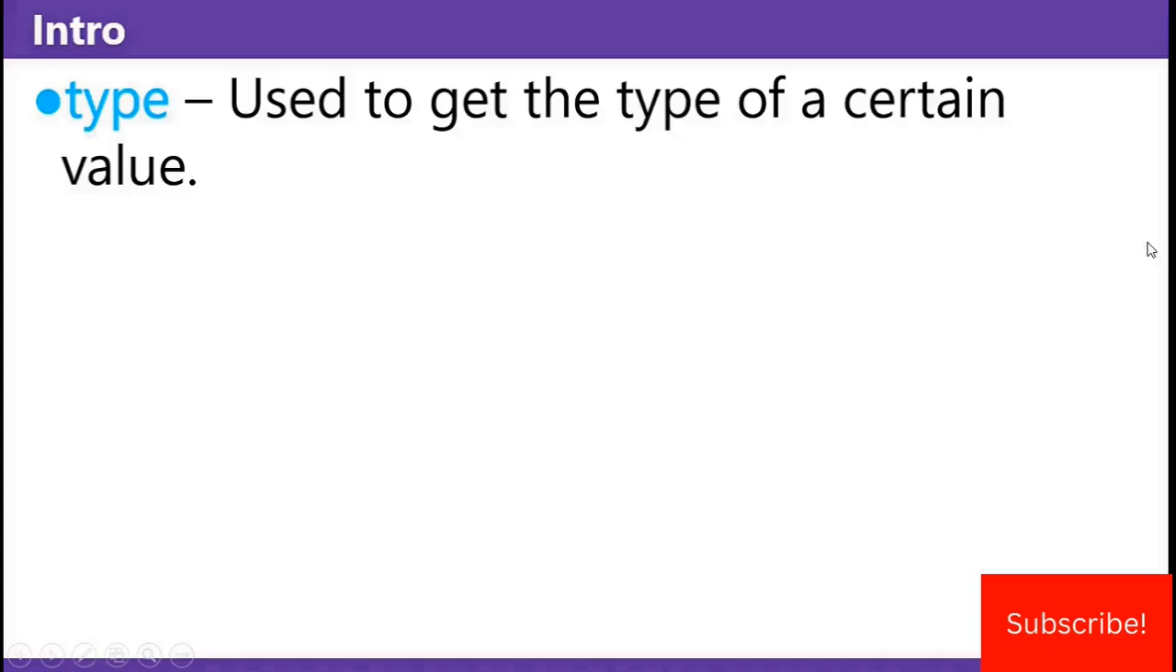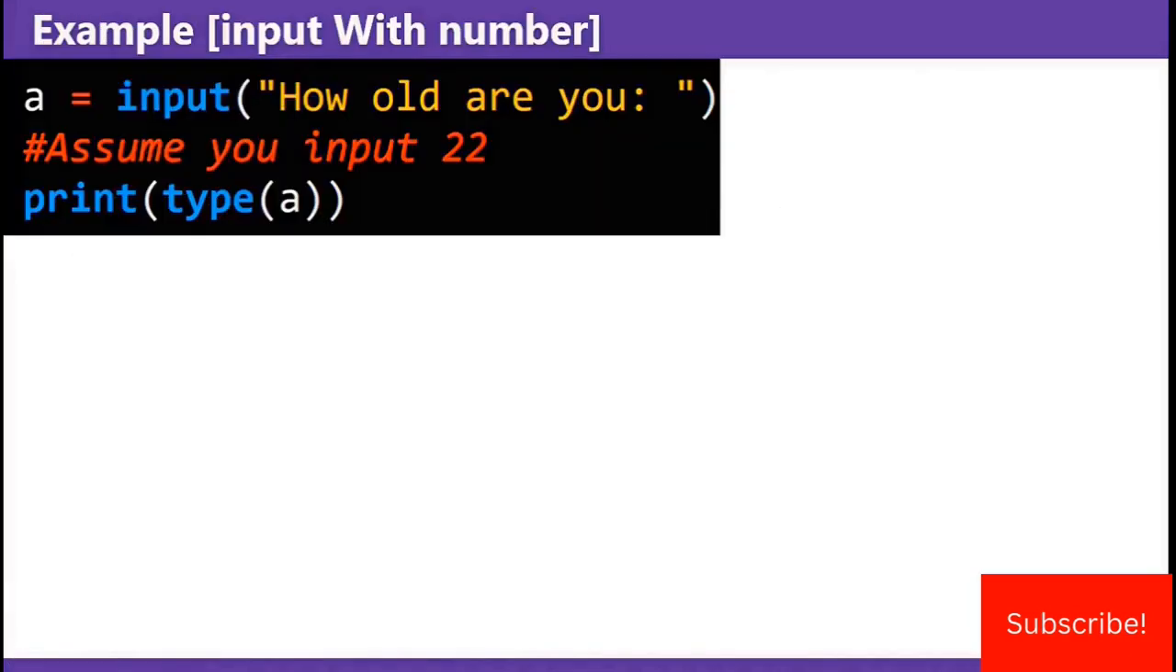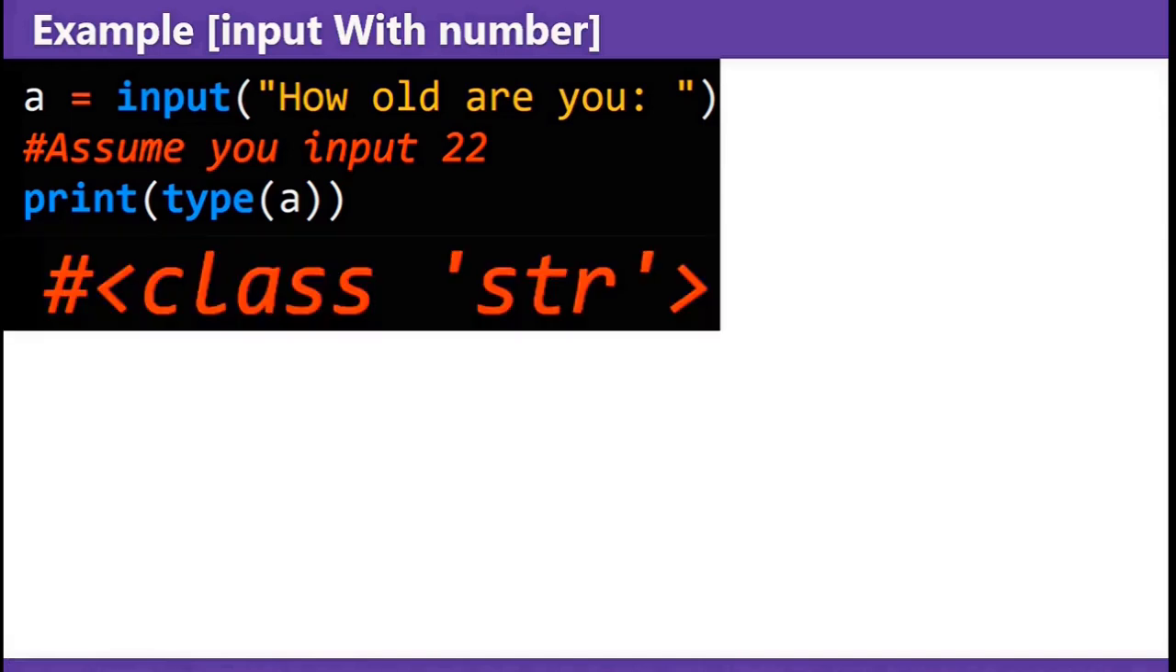The type function is used to get the type of a certain value. It's incredibly useful for debugging. That fact cannot be overstated. In this code, you're using the input function to ask someone their age. Assume you input 22. What type do you think it will be? You might be tempted to think int, right? When you print out the type of A, you get back str, meaning a string.